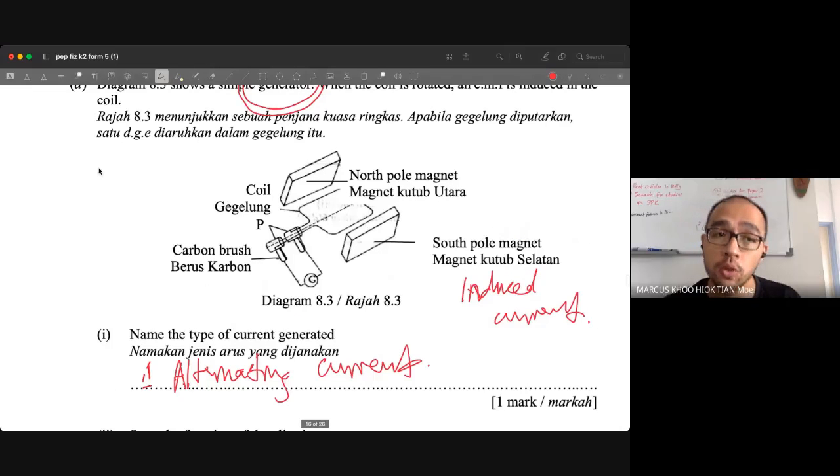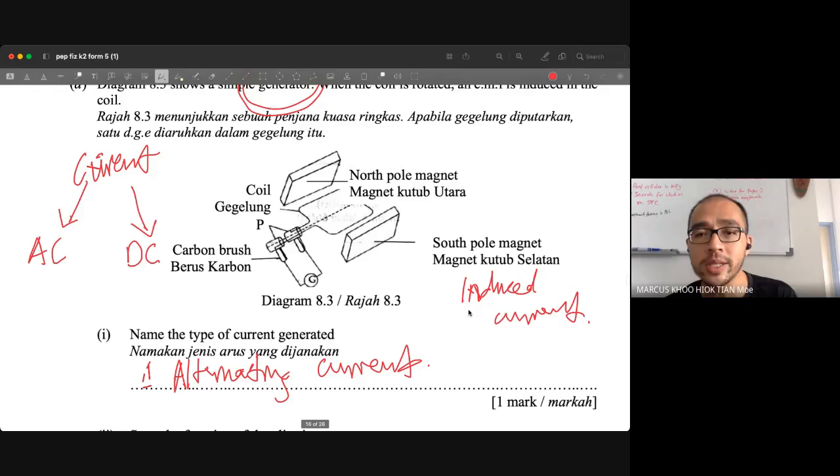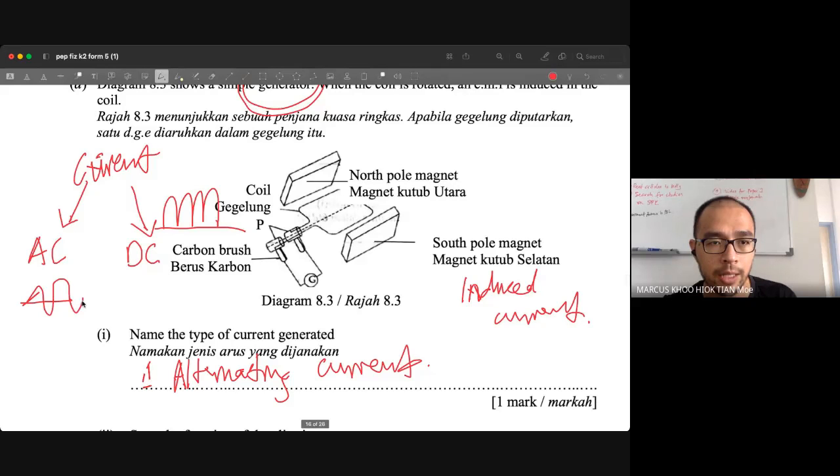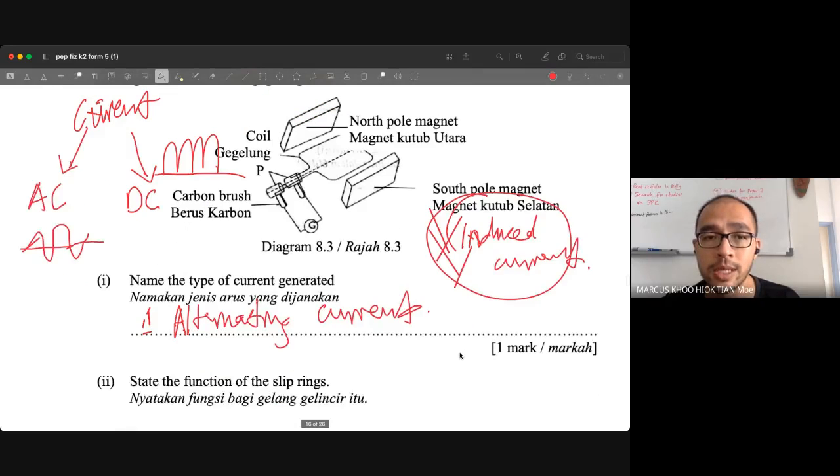No guys, there's only 2 types of current. The first type of current is alternating current. The second type of current is direct current. Induced current is a current that is produced, but it is not a type of current. It is either direct current, which in the OSK we see as one place that this is direct current, or alternating current, which will be sinusoidal. Like this, it's alternating current. It has positive and negative. Direct current is just positive. Induced current, no.